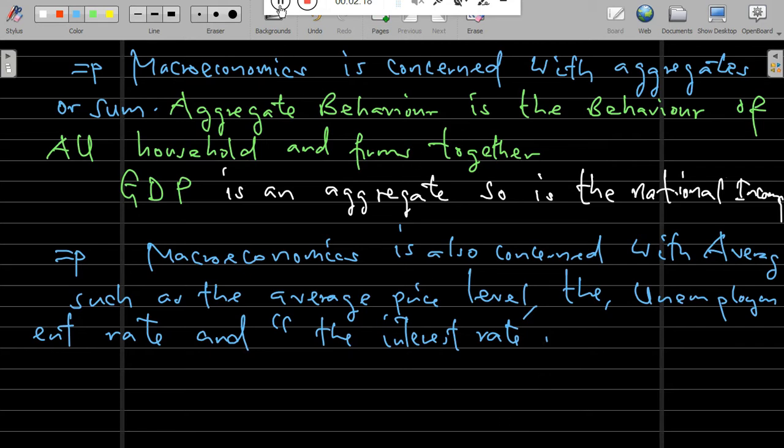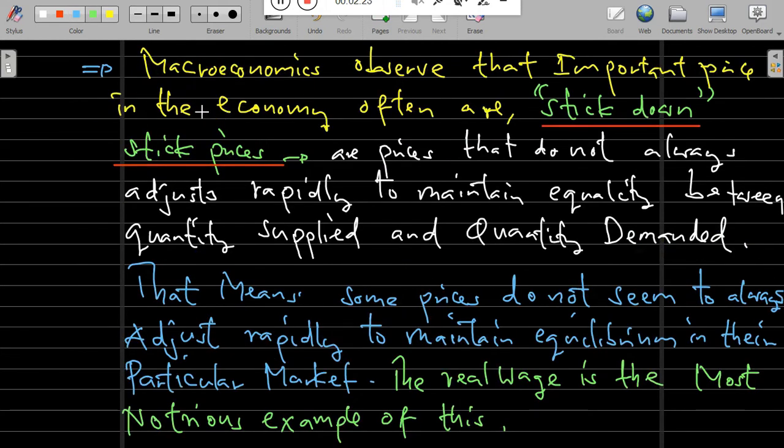Macroeconomics observes that important prices in the economy are often sticky. When we speak about sticky prices, we mean prices that do not always adjust rapidly to maintain equality between quantity supplied and quantity demanded. That means the prices do not always adjust rapidly to maintain equilibrium in a particular market. Real wage is the most notorious example of this. Real wage is the wage that has already been adjusted for inflation.